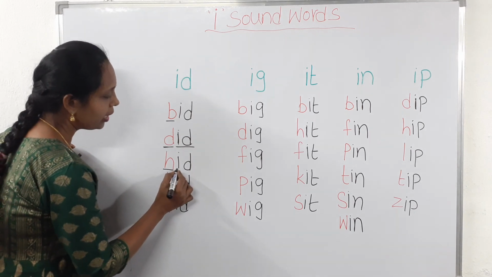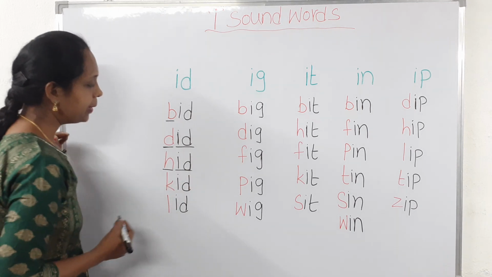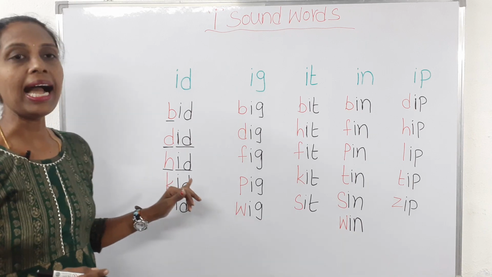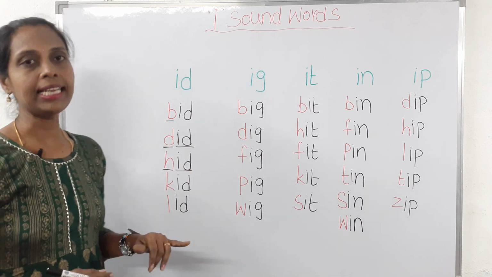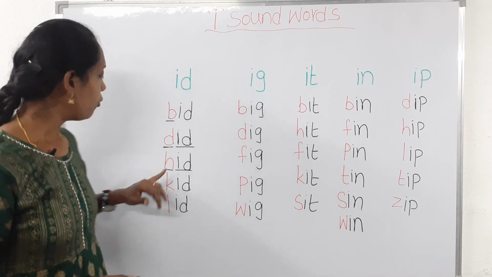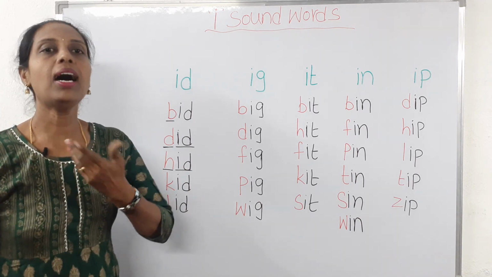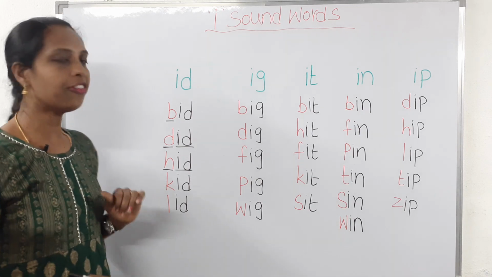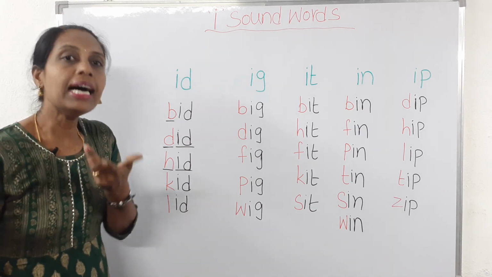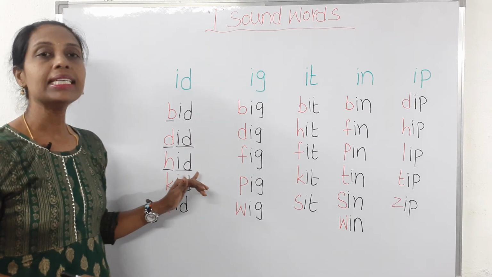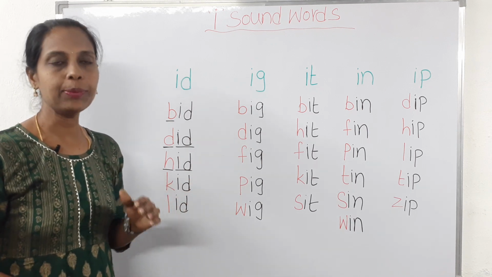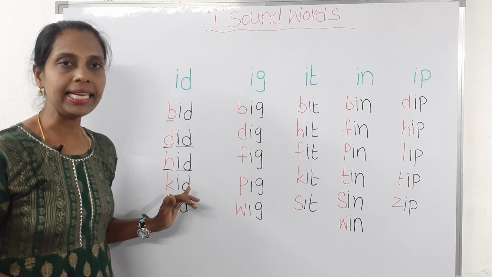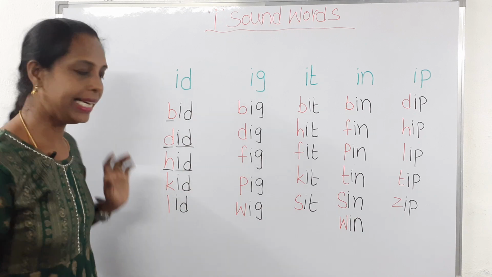What is the next letter? H. We can add H to id. H, I, D, hid. What is the sound of H? Ha. Ha, E, D, hid. H-I-D, hid.